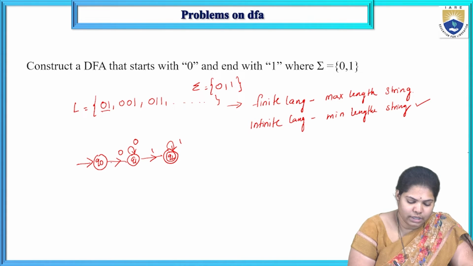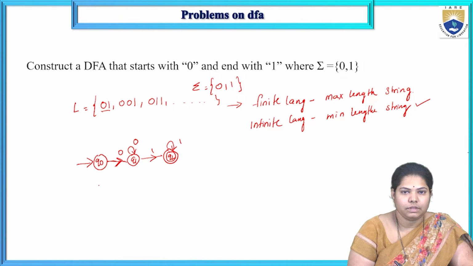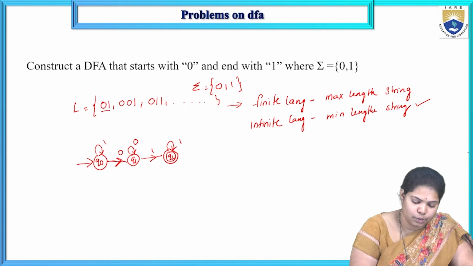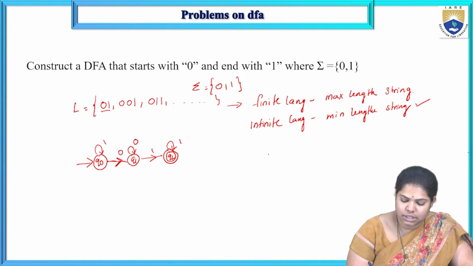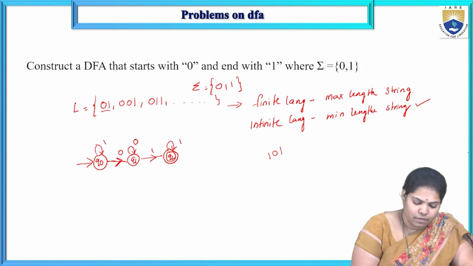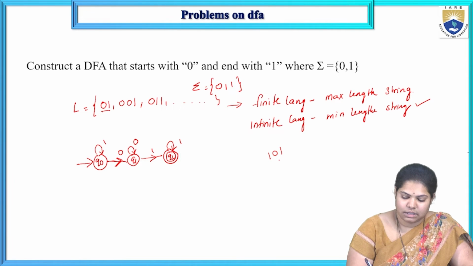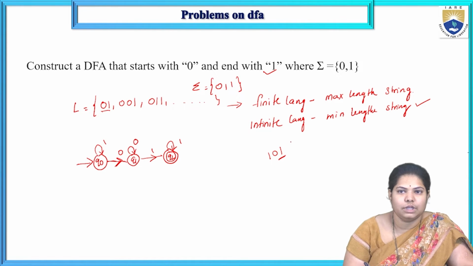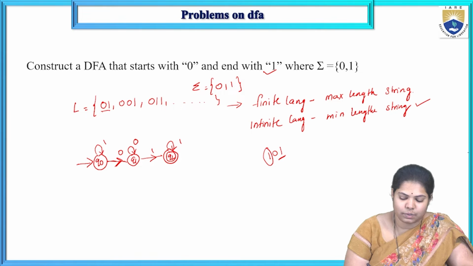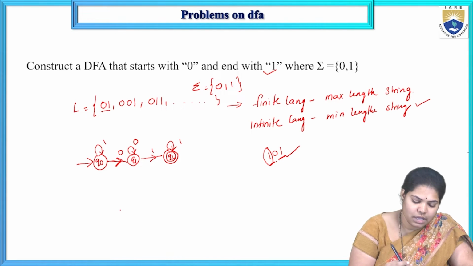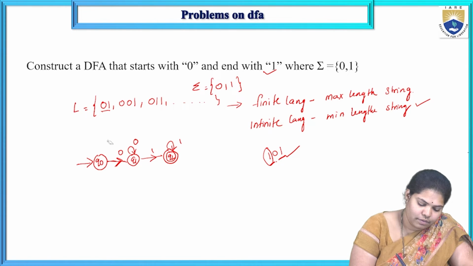So here Q0 contains only a transition for 0. What about the 1? If I keep a 1 here as a loop, what happens? It also executes a string like 101, and it reaches the final state. But this string is not accepted by my question, because the string should start with 0 and end with 1, and this particular string starts with 1. So even though this string is accepted by this finite automata, we should not keep the 1 here.